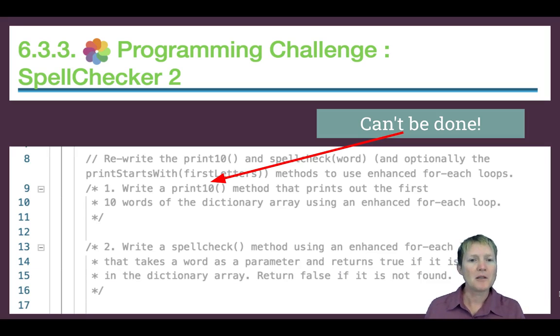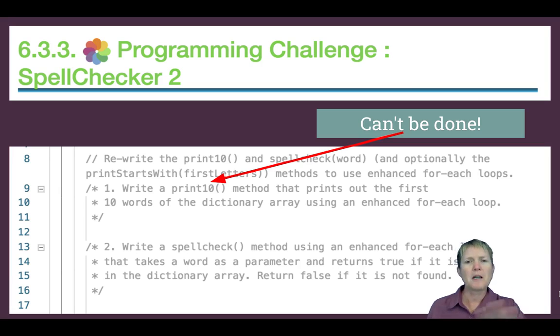Finally, the programming challenge. It's the same thing as last time. It's the spell checker. Just copy your code over, replace your for loops with enhanced for each loops, except, oh wait, maybe that's why we had that warm up for writing print 10. You can't print the first 10 elements of an array using a for each loop. You can't. It does them all. So that one's just going to stay a for loop. And you can change the second one to a for each loop.